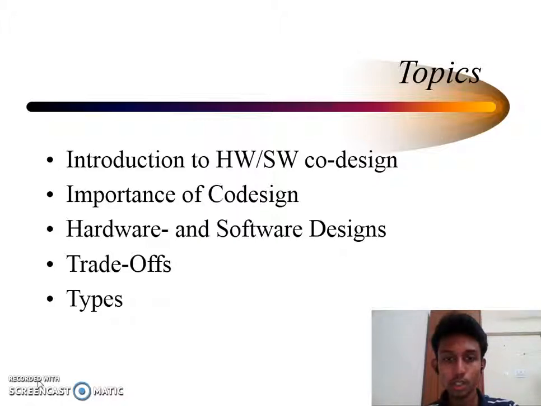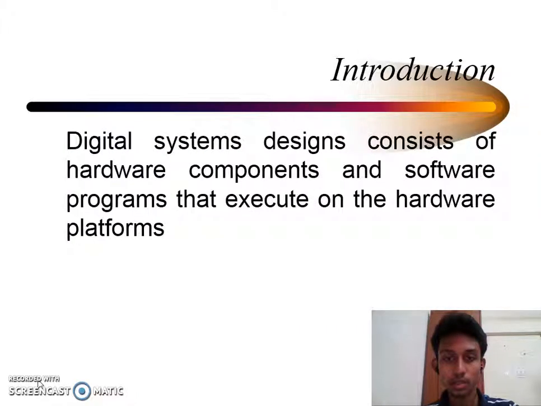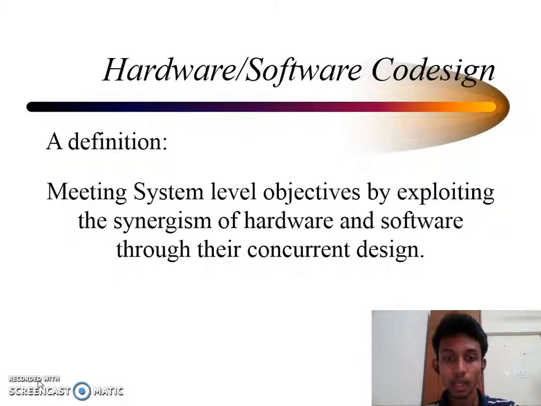Okay, so let's start with the basic question and its answer. What are digital systems? Digital systems are nothing but designs consisting of hardware components and software programs that execute on the hardware platform. So now the question arises, what is hardware and software co-design? Hardware and software co-design is nothing but meeting system-level objectives by exploiting the synergism of hardware and software through their concurrent design. So what makes hardware and software co-design so important?